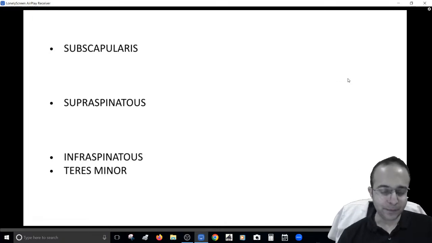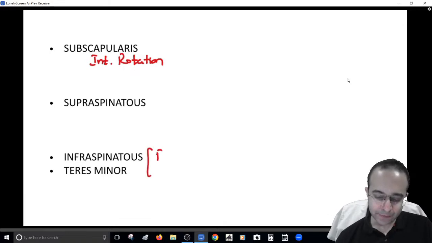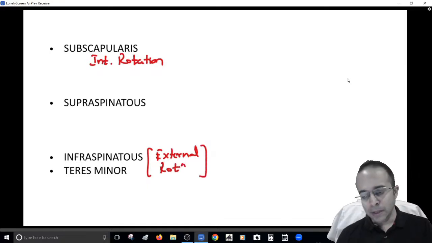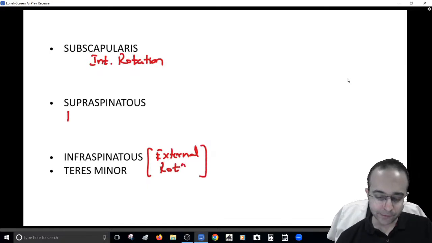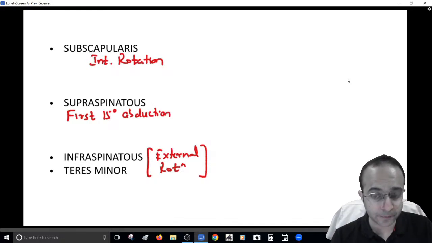So guys, the muscles that make up this rotator cuff: subscapularis is the muscle responsible for internal rotation of the shoulder. And infraspinatus and teres minor are the muscles responsible for external rotation at the shoulder. The muscle supraspinatus generally leads to the first 15 degrees of abduction at the shoulder. So that initiation of shoulder abduction is what you get from supraspinatus.